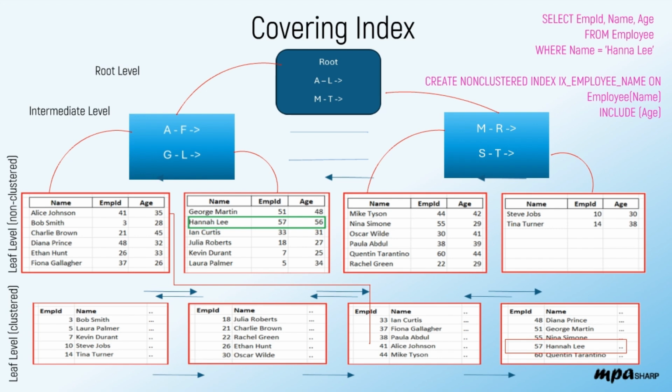When the query runs, SQL Server will use our index. It will do a seek on Hannah Lee's record as shown above, and the query needs the age value as well. Luckily, the age value is also on the non-clustered index. So SQL Server can return the results without even touching the clustered index.